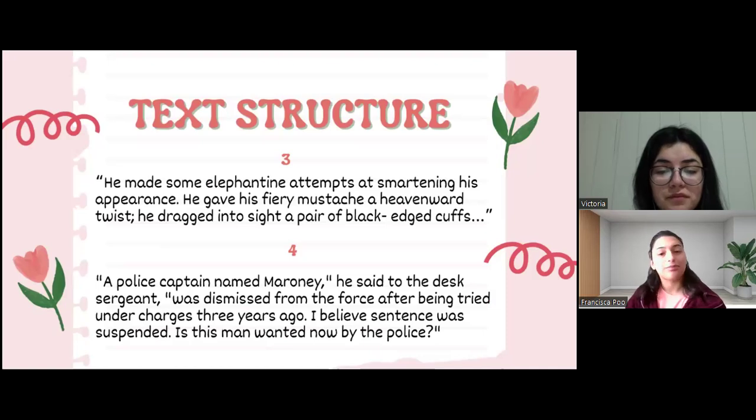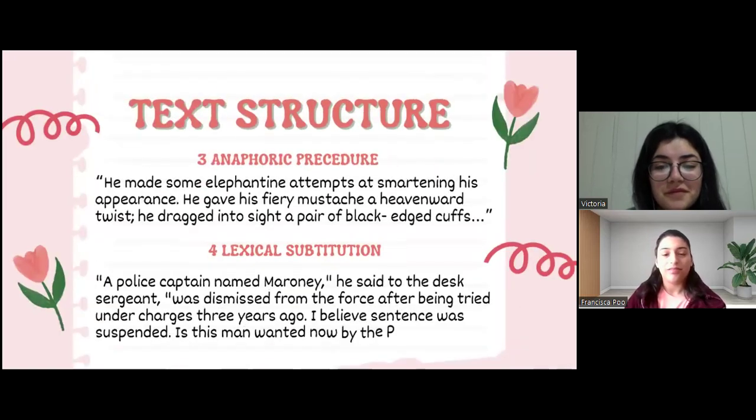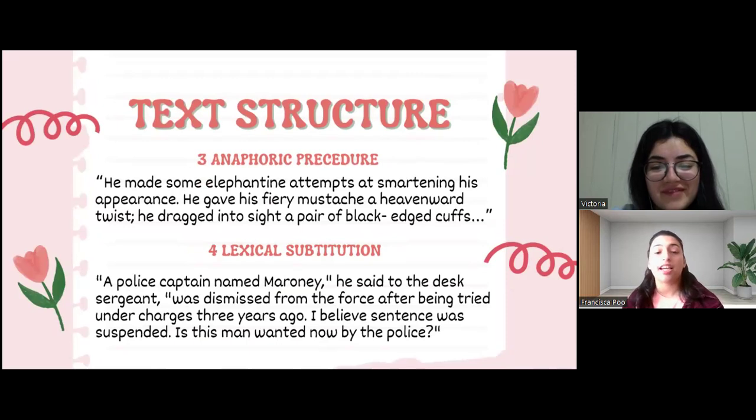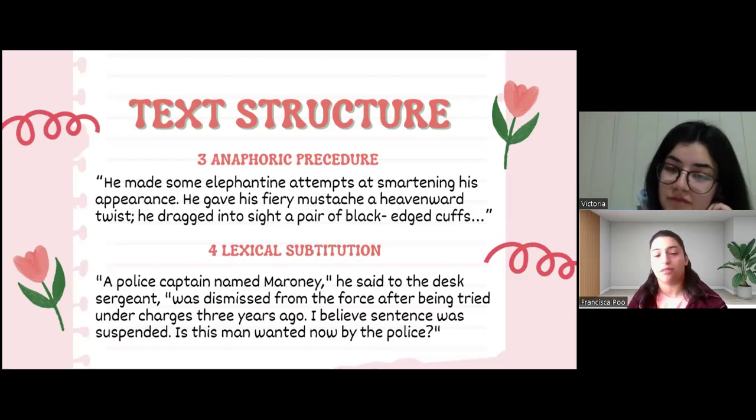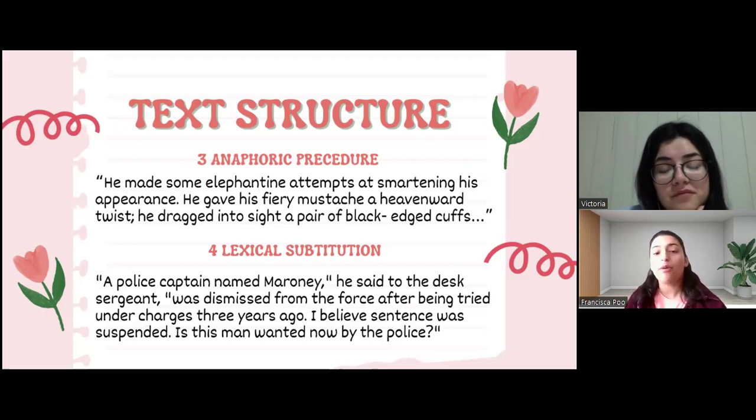We have two more examples. Now I'm going to explain why the first one is an anaphoric procedure. It is because the second sentence, when he gave his fiery mustache a windward twist and dragged it into the side part of his black-edged cuff, referred to the same thing that was referred to in the first sentence: he has made some funny attempts to smarten his appearance. He tried to look better in the first sentence, and the second sentence explains what he did. And in lexical substitution, Murray spoke about the police captain named Murray, and in the final sentence they said, "Is this the man?" Man refers to Murray.